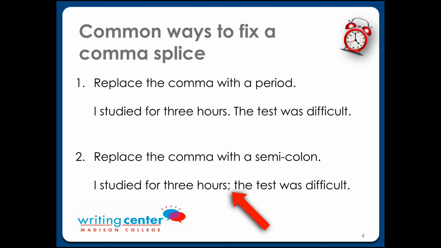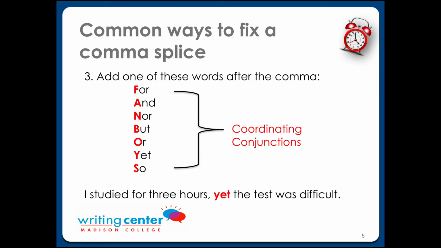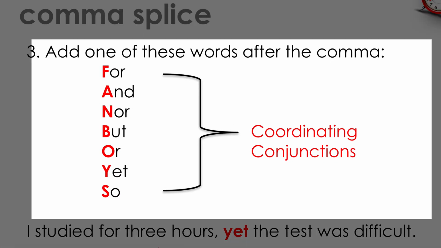Another way to fix the sentence is, after the comma, you can use a word to join the two sentences. Here is a specific group of words. Yeah, they're called coordinating conjunctions. If you list them like this, you can see that their first letters spell the word fanboys. Actually, that makes the list easier to remember. That's the only way I can remember them.